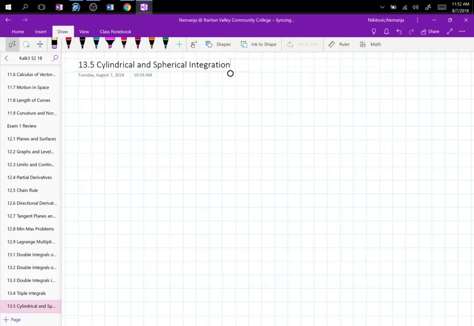Hello and welcome back to Calculus 3. We are going to discuss integration in cylindrical and spherical coordinates. We haven't done anything in these coordinates yet, so let's first learn about the coordinate system and then learn how to integrate in those systems.